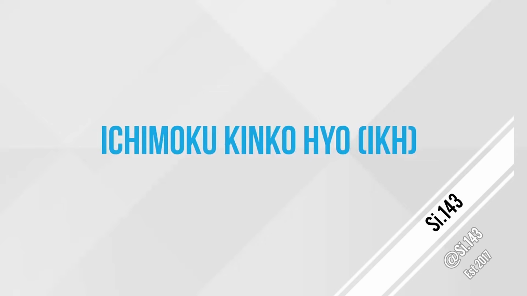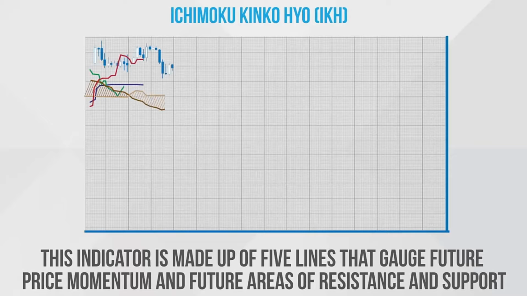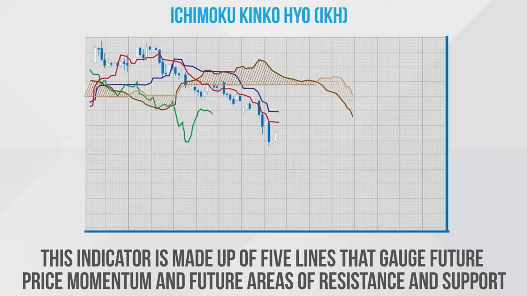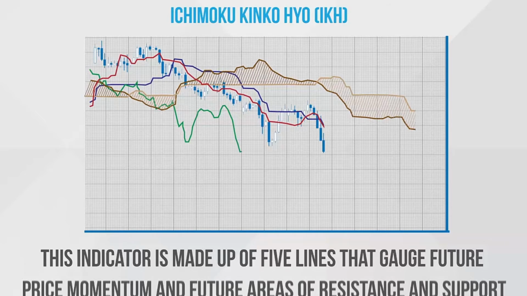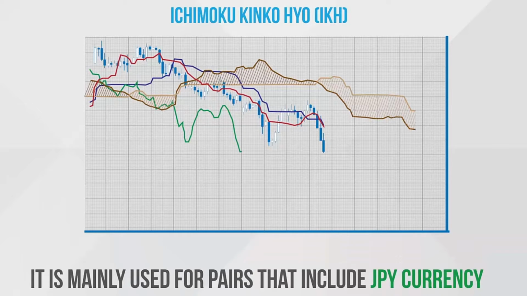Ichimoku Kinko Hyo. This indicator is made up of 5 lines that gauge future price momentum and future areas of resistance and support. It is mainly used for pairs that include Japanese currency.